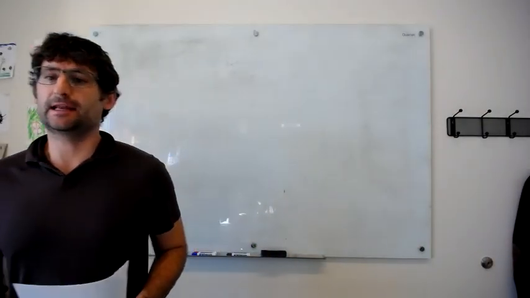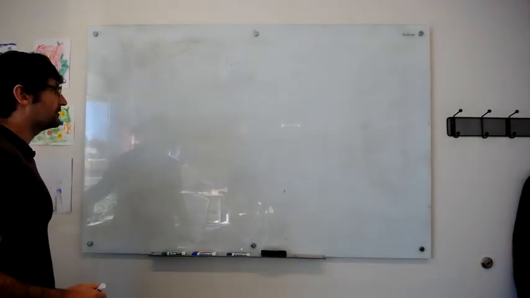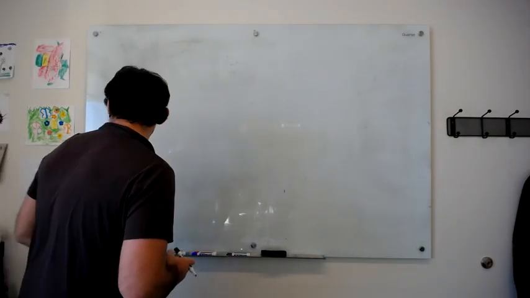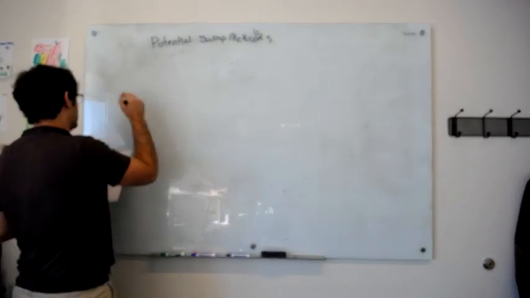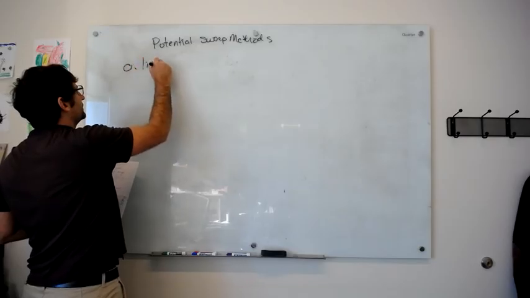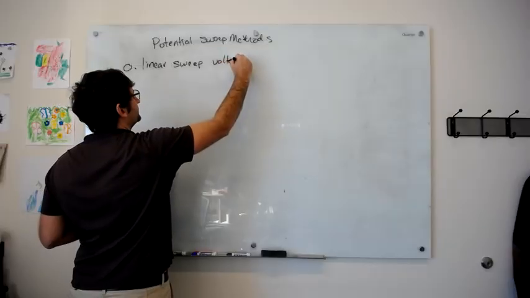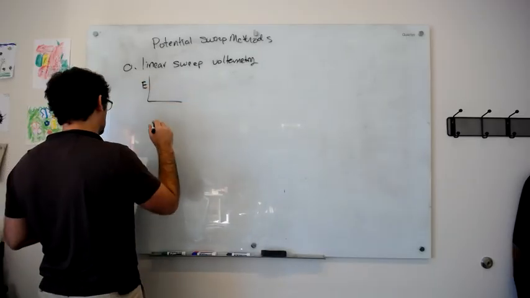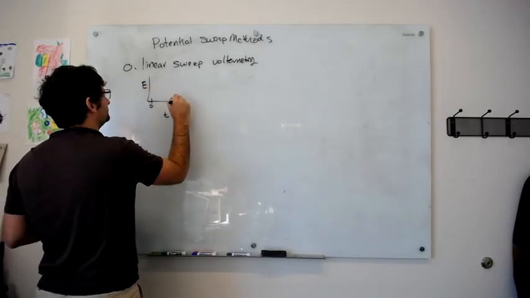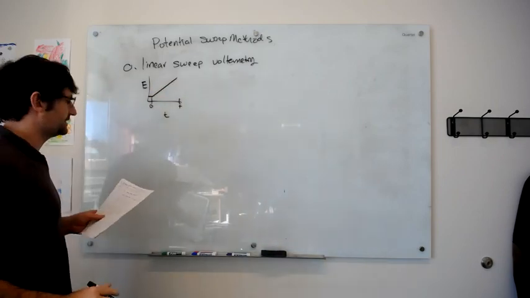So now I'd like to discuss potential sweep methods and how potential sweep methods can be used to learn more information about electrochemical systems. So start with an overview. For example, we'll start by talking about linear sweep voltammetry, which is where we might have some potential. And as a function of time, we may linearly change the potential.